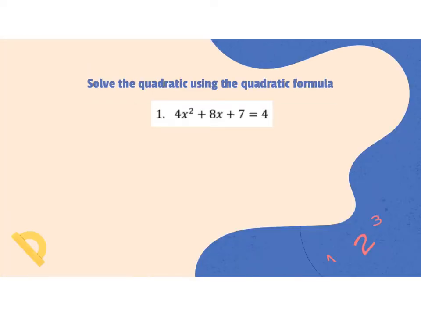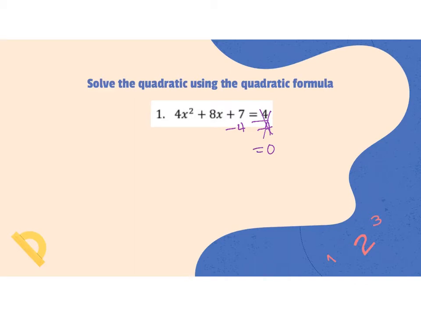So let's take a look at number 1. I have 4x squared plus 8x plus 7 is equal to 4. The first thing that I notice is that this equation is not set equal to 0. So I need to take care of that first. I'm going to subtract 4 from both sides so that that turns into a 0, which is what I want.